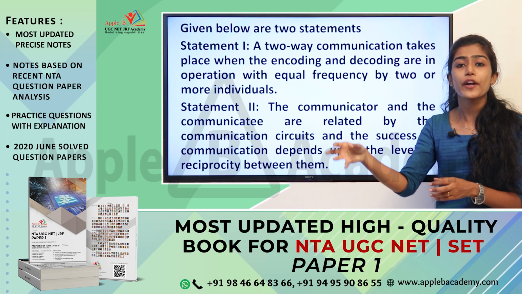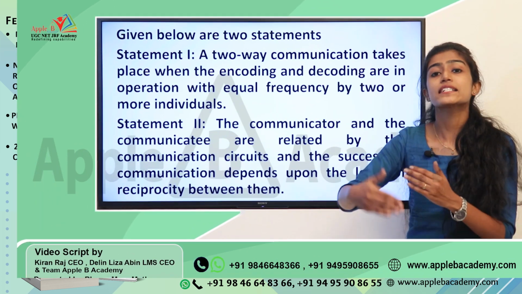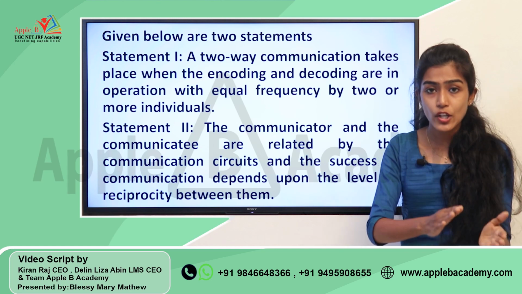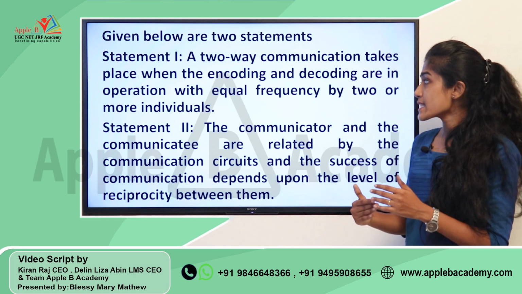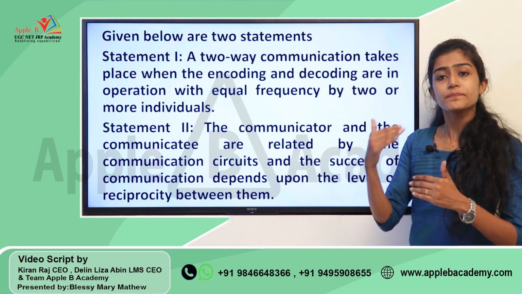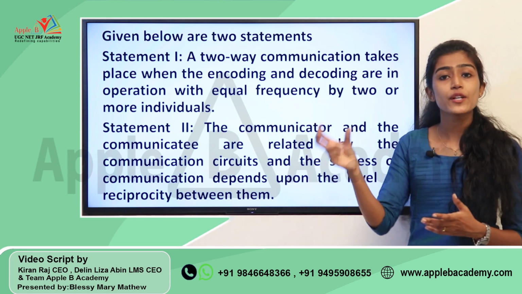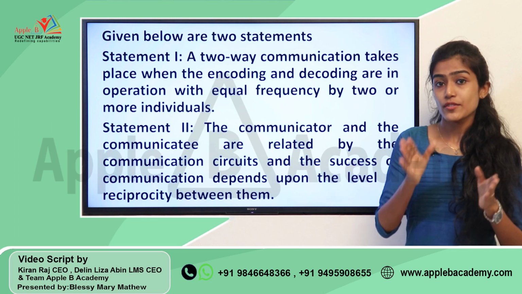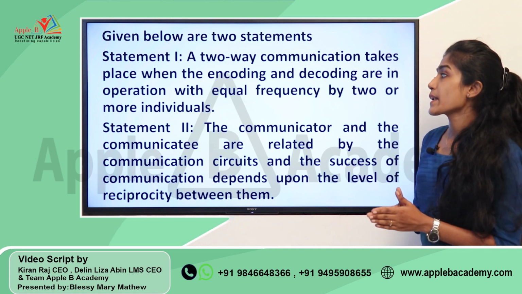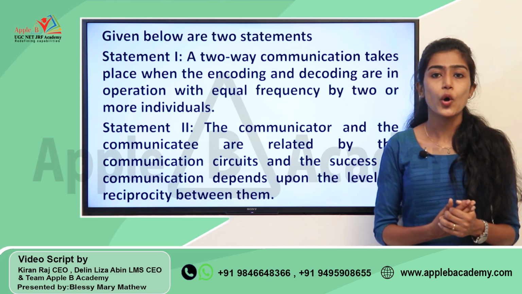So at that particular point, when this receiver is sending feedback, he turns into a sender. So encoding, decoding, again this receiver becomes the encoder. In that sense, encoding and decoding is a process that happens in two-way communication with equal frequency between two or more individuals. So that's what stays here. Two-way communication takes place when the encoding and decoding are in operation with equal frequency by two or more individuals.